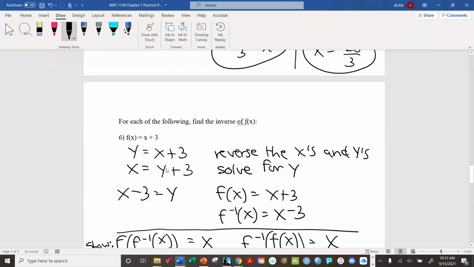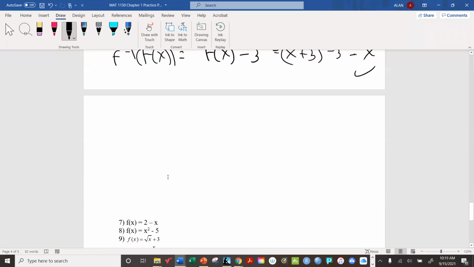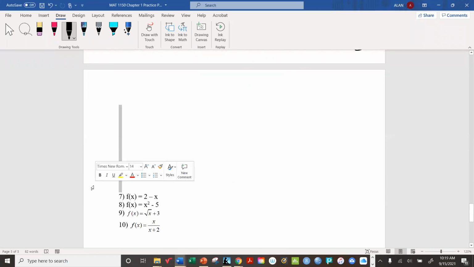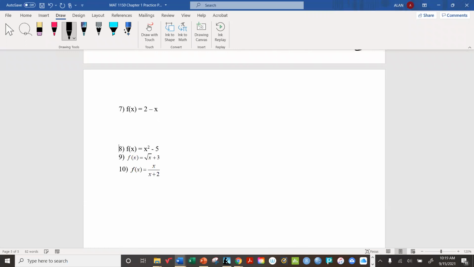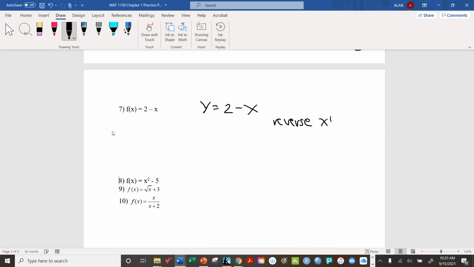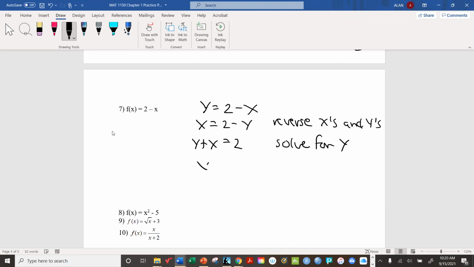But anyway, all right, well, this is good to know. So let's go on to the next one. We'll follow the same procedure. So once again, we'll follow the same steps. y equals 2 minus x, and we'll replace or reverse the x's and y's. So that means we'll have x equals 2 minus y, and then solve for y. So I'm going to add y to both sides. And now I can subtract that x.